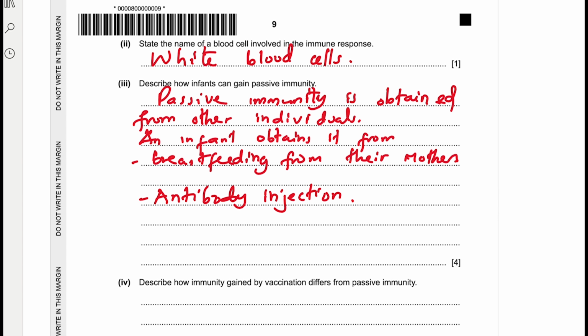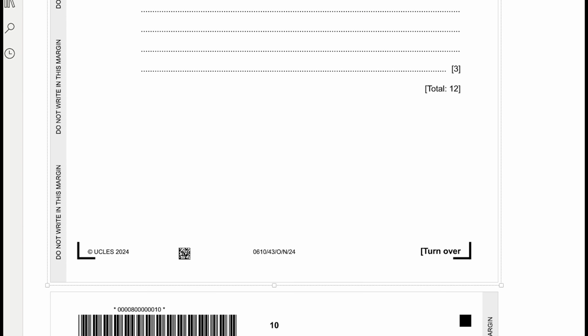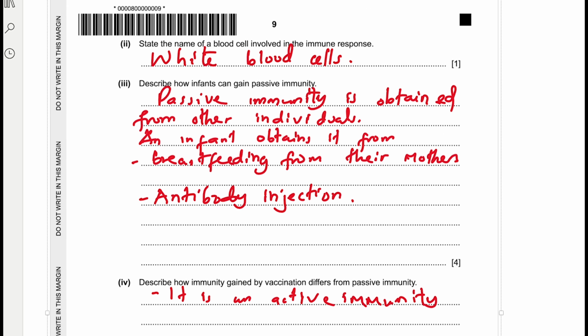Okay, describe how immunity gained by vaccination differs from passive immunity. So immunity from vaccination is an active immunity. Alright, it is an active immunity. Alright, it is not a passive immunity anymore. It is an active immunity. And why would we say that? It is because vaccines contain.